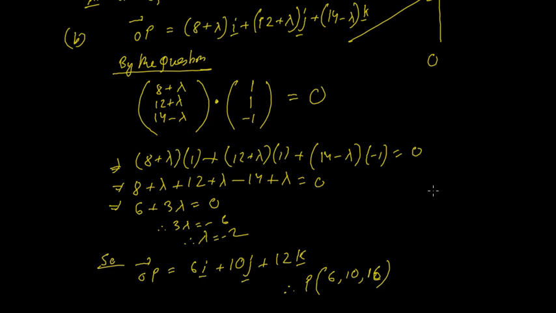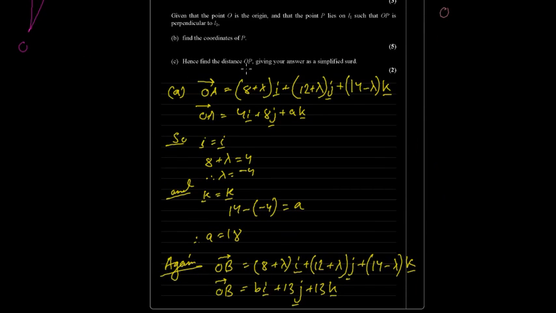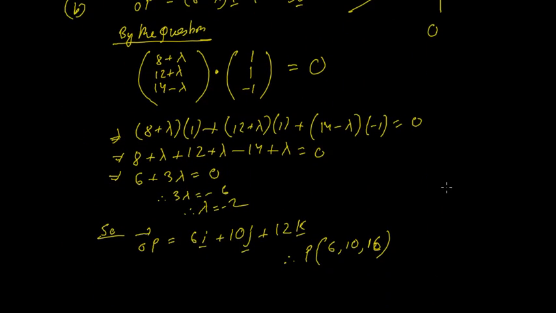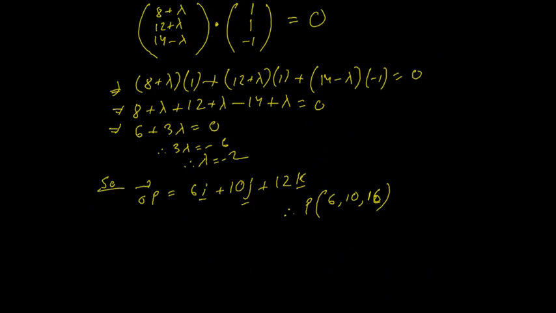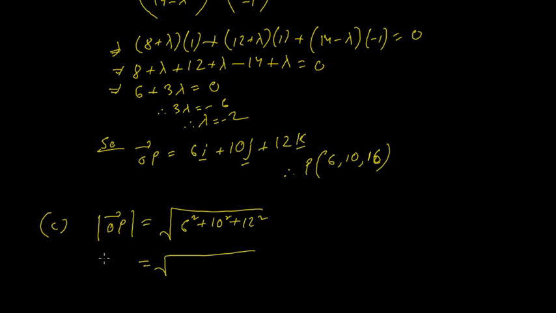Okay, now it's alright. In question number C, we have to find the modulus of OP. The modulus of a vector OP equals the square root of the coefficient of i whole square plus the coefficient of j whole square plus the coefficient of k whole square. That is the length of OP. So the modulus of the vector OP is the length of OP.